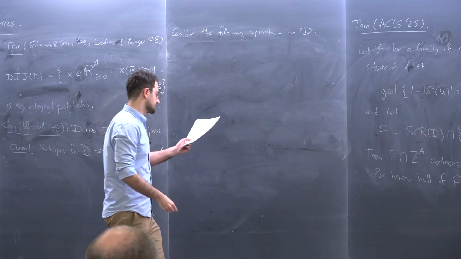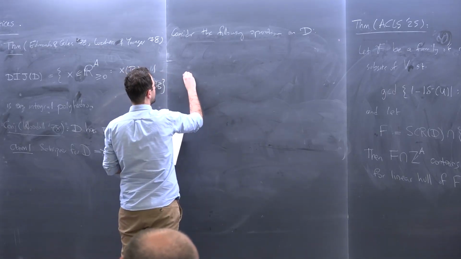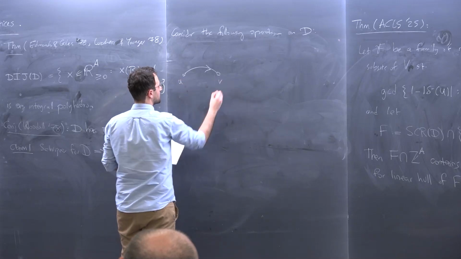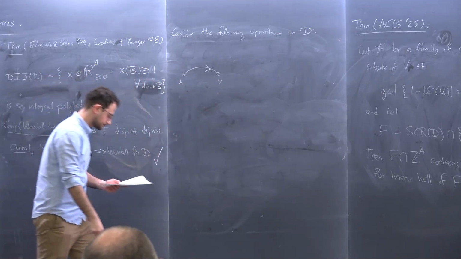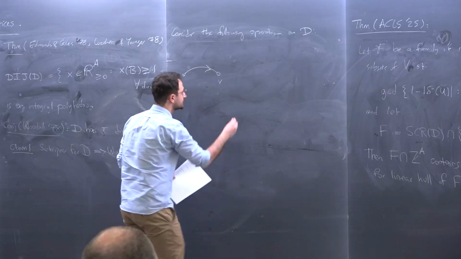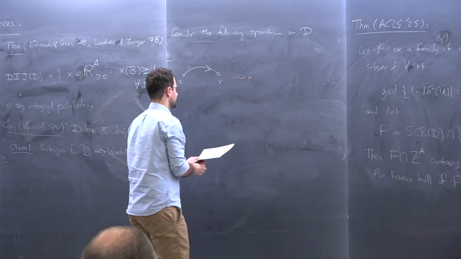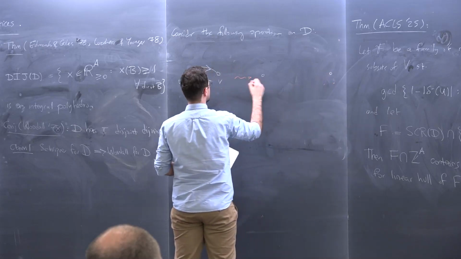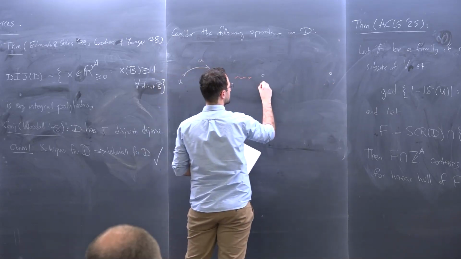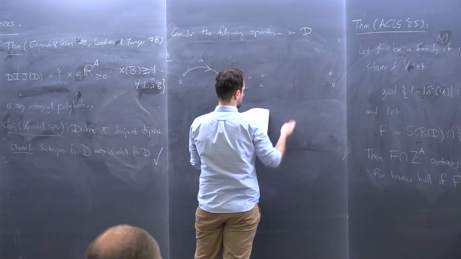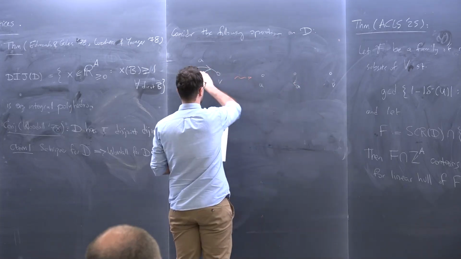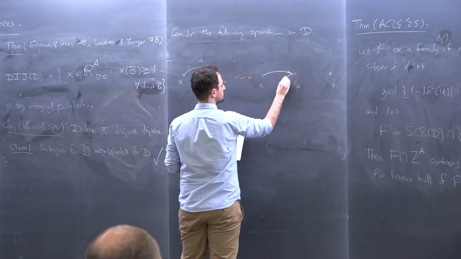Operation on the digraph. So what I'll do is, for every arc in your digraph, I'll introduce a middle vertex. Let's call this arc A. I'll introduce a middle vertex, which I'll call TA. The original arc is going to go here.